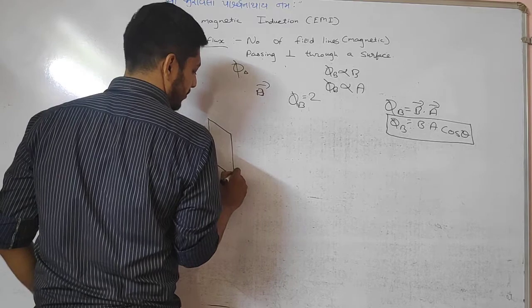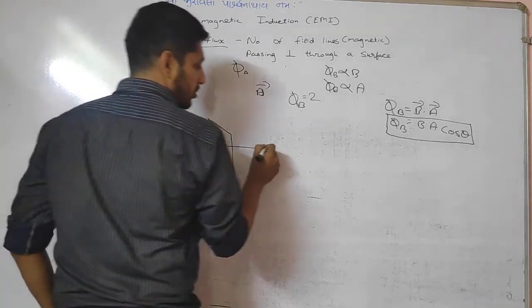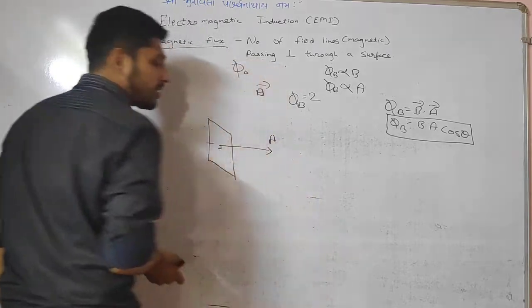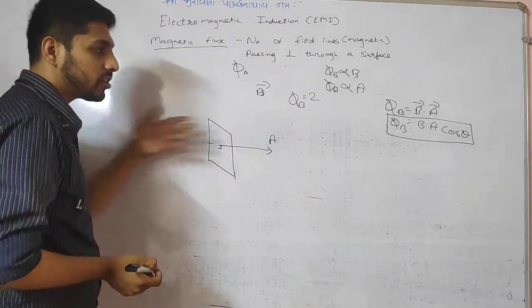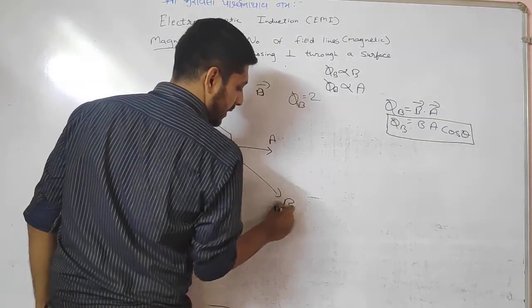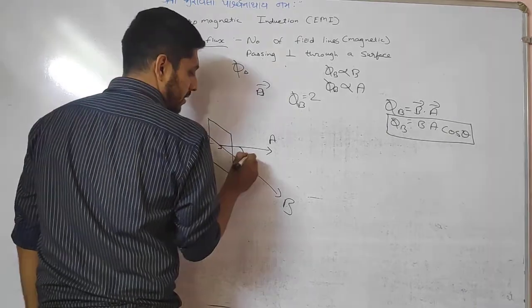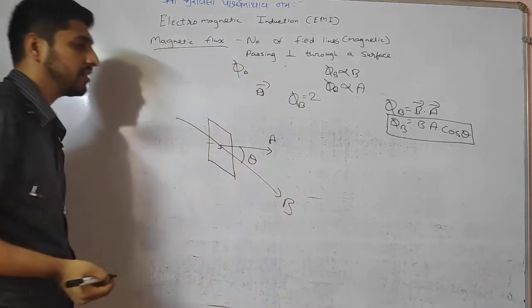So suppose we take an area. We have a surface area. Area vector is always perpendicular to that surface. So this will be our area vector. Now suppose this time the magnetic field lines, instead of going in this direction, are in this way. This is the magnetic field intensity. So what will this angle be? Let us take that this angle is theta.